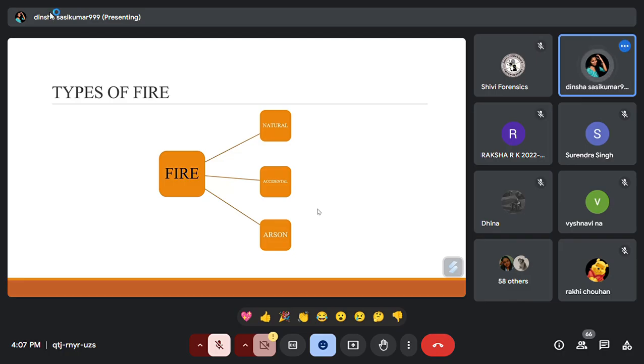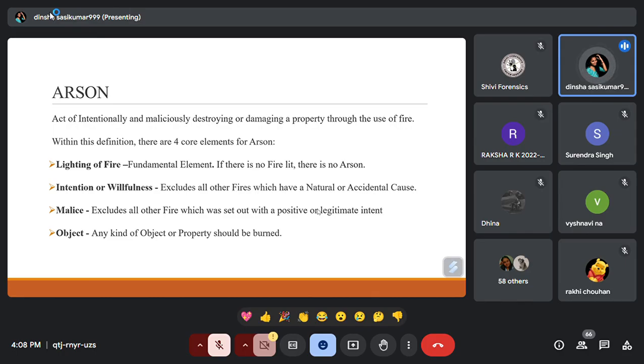There are some core elements which distinguish arson from these two kinds of fire scenes, natural and accidental. Natural and accidental is different from an arson scene. So, what is arson? Arson is the act of intentionally or maliciously destroying or damaging a property through the use of fire. So, it is an act that is caused intentionally and maliciously. Within this definition, we can see there are four core elements for arson.